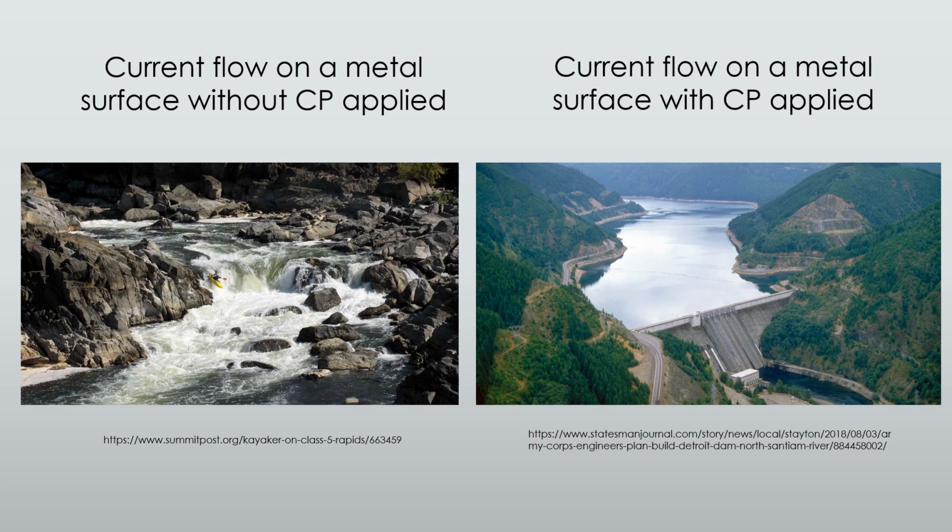But on the right, if we have current flow on a metal with cathodic protection applied, this is essentially what the water would look like. There would be a placid lake. There would be no flow because there's no oxidation. There's nowhere for the charge transfer to go.